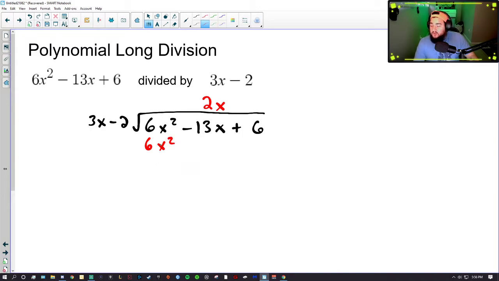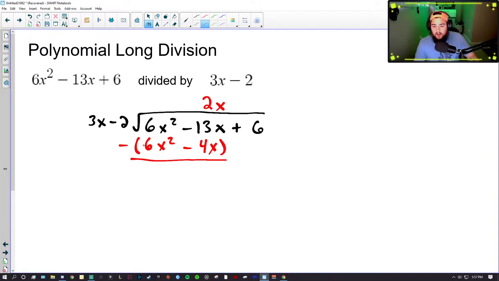Now when I subtract later on, these first terms cancel out, they go to 0, we get to get rid of them. So I multiply 2x by 3x. Now I also have to multiply 2x by negative 2, which is negative 4x. Once I've multiplied the term I chose on top through, I need to subtract this entire binomial. Okay, so be careful with your subtraction.